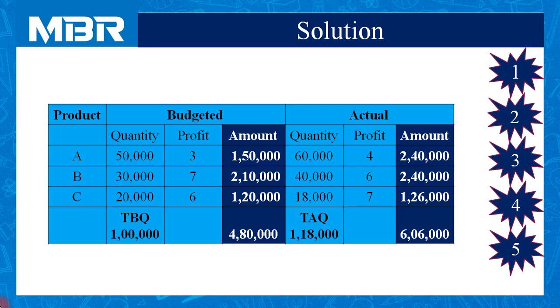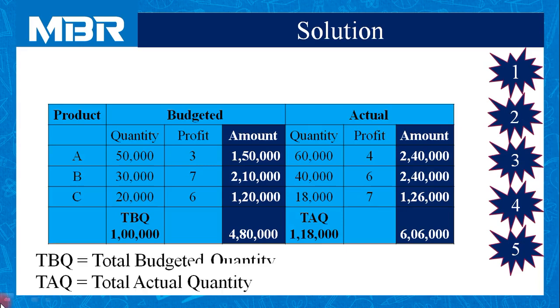Actual quantity as given by the examiner in the question, actual profit figure that we have completed in our calculation just before a moment, and actual amount of profit is nothing more than multiplication of actual quantity and actual figure of profit per unit. For the purpose of our further calculation, we are in need of total budgeted quantity, that is TBQ, and total actual quantity, that is TAQ. We have completed our calculation for the purpose of variances.